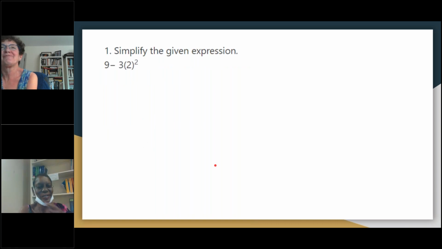Let's try the next one. Okay, how do you do that? First thing we have to do, we're not going to take 3 away from 9 first. We're going to do our exponents first. That's a 2. A negative 2. It is positive 2. 2 squared is 2.